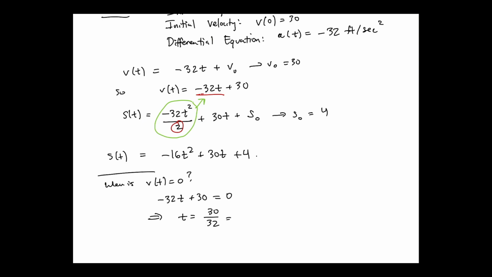Okay, and so what do we get? 30 over 32, which if we simplify this a little bit, what do we get? 15/16. Okay, whatever. And what's the unit here? It's a time, so the unit should be seconds.